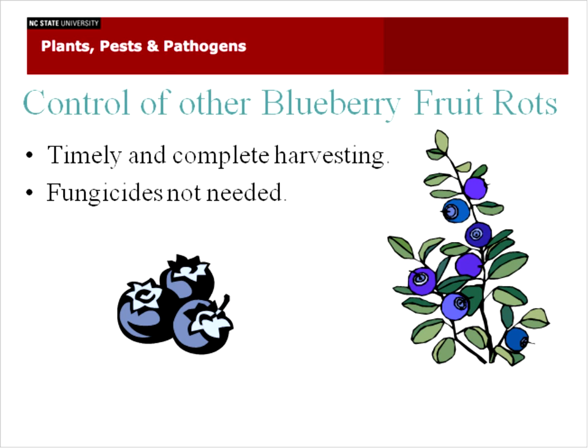Just to mention in passing that for other blueberry fruit rots, there are no fungicides needed. The trick is timely and complete harvesting. So every 10 days or so, make sure that you've got all the ripe fruit picked off the bushes so that the fruit rots do not spread.